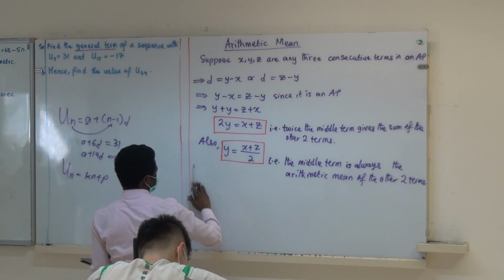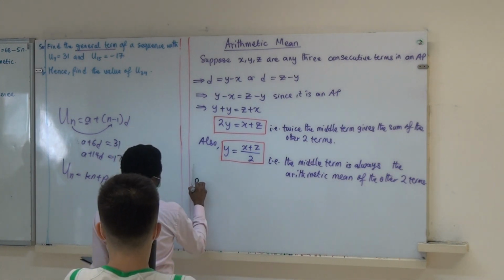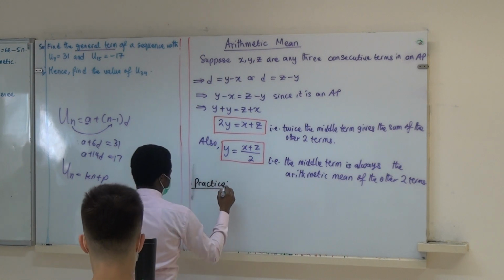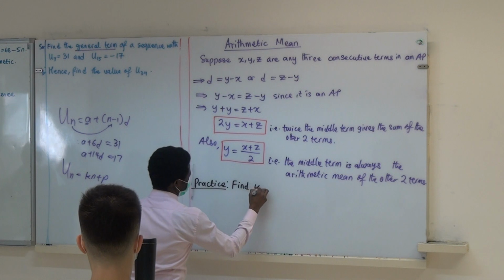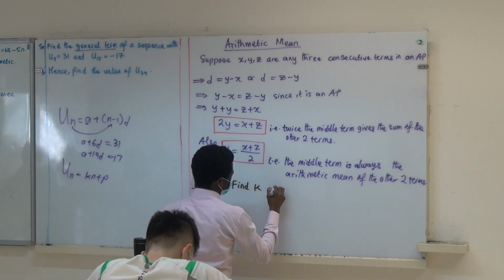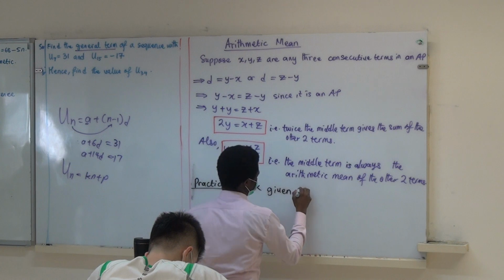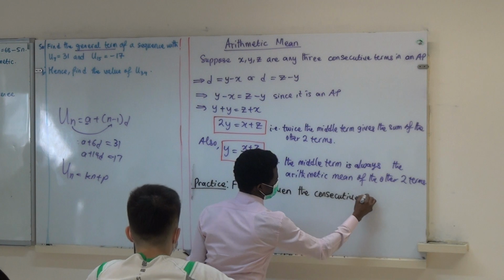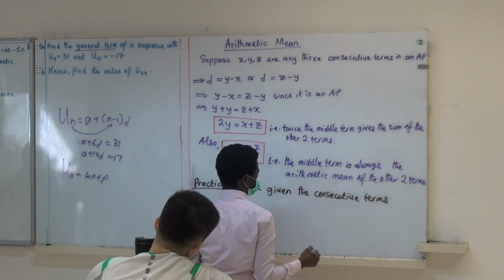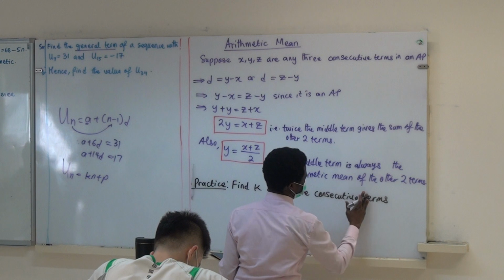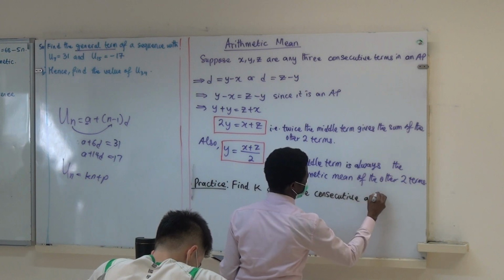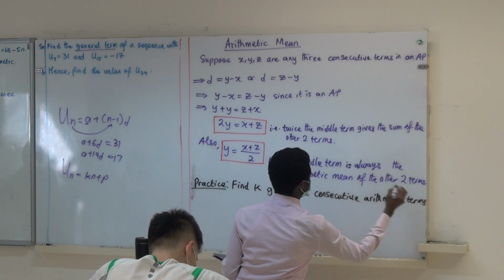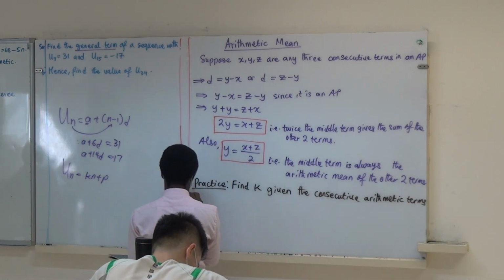I expect you to do this, but if you're not able to, then I can give you some clue, alright? So practice. It says find K, given the consecutive terms, consecutive arithmetic terms, because we need to be sure that they are arithmetic to apply this principle. So that's instruction 1.